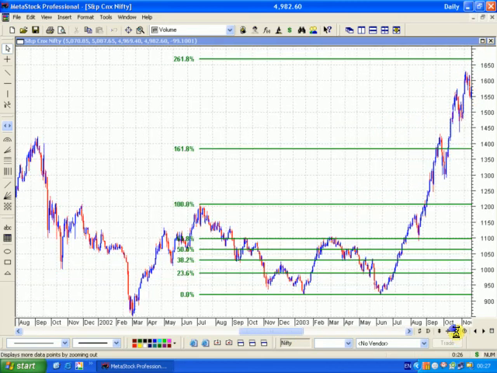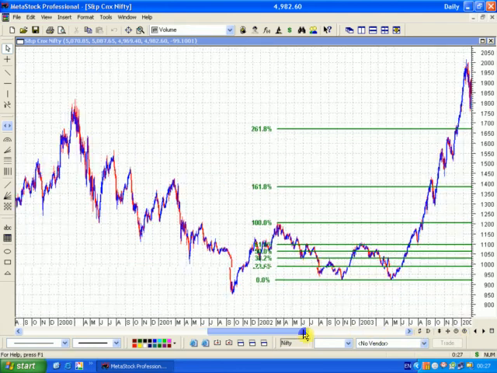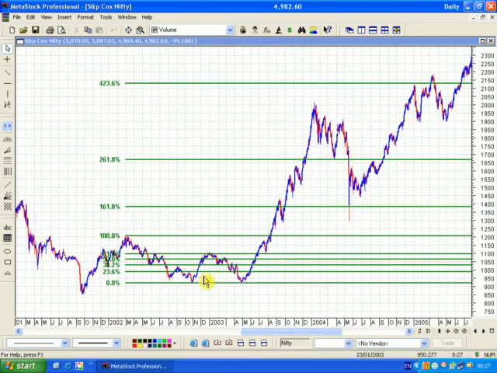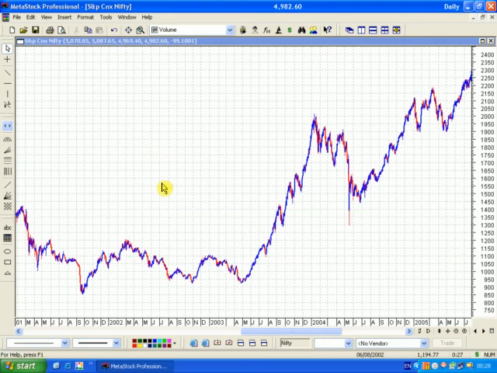Now in this example, I would just like to compress the chart a little bit so that it all becomes a little clearer. Now you can see here when it started rising, it finally found resistance at the 423.6% level, which is the sum of 161.8 and 261.8. So you can see how important these numbers are.